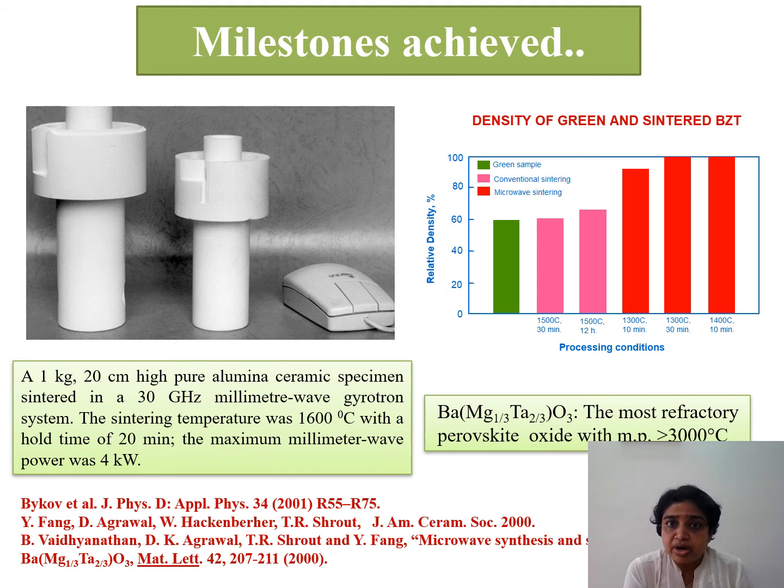On the right top corner you can see the density of this barium magnesium titanate. This is the most refractory perovskite material, which has a melting point of more than 3000 degrees centigrade. A very good refractory material. So refractory material can also be sintered by using microwave energy. So these are some milestones which are achieved by microwave sintering.